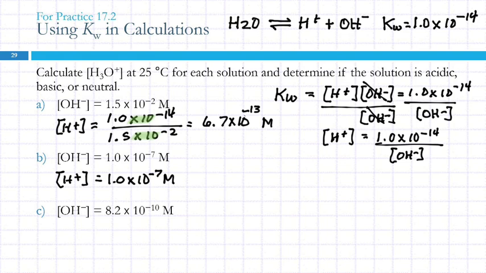Did we ever decide if this was acidic or basic? We got sidetracked by all my mistakes. It's going to be basic because hydroxide is higher in concentration. So that one's basic. And this one is what? Neutral.